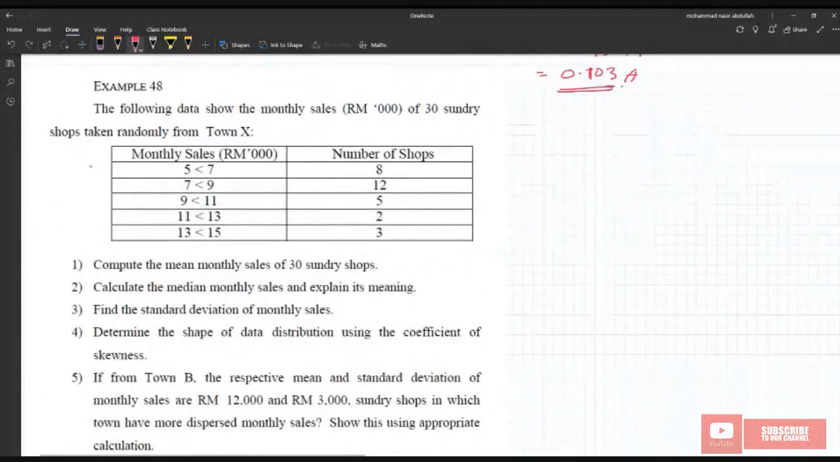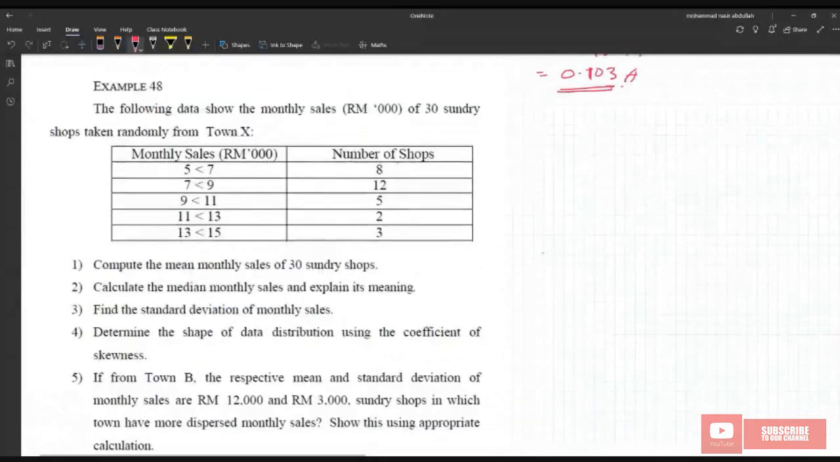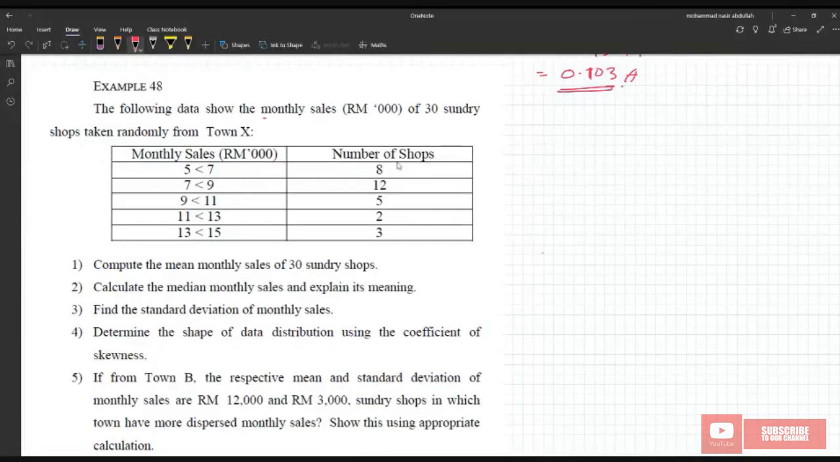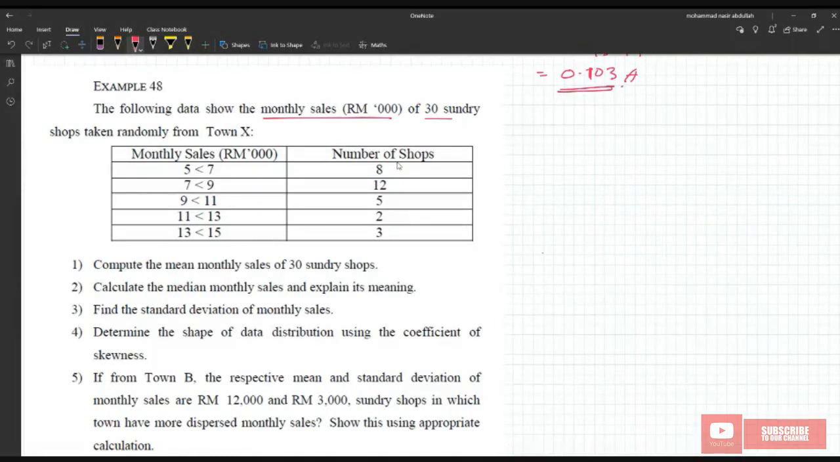Okay, let's look at another example. This is going to be our last example, right? The following data show the monthly sales of 30 sundry shops taken randomly from town X. So let me give you the answer, right? Later you do it by yourself. This is going to be your homework. I just want to show you how to calculate and how to determine the shape of the data distribution.